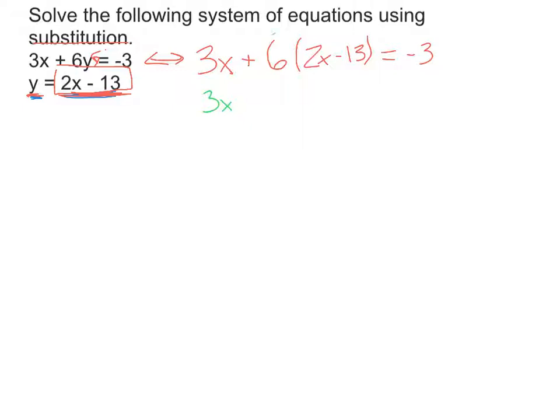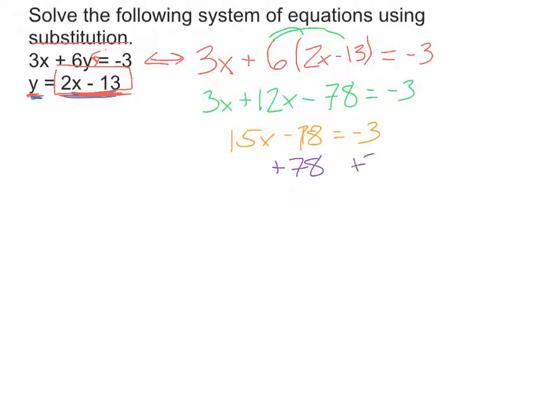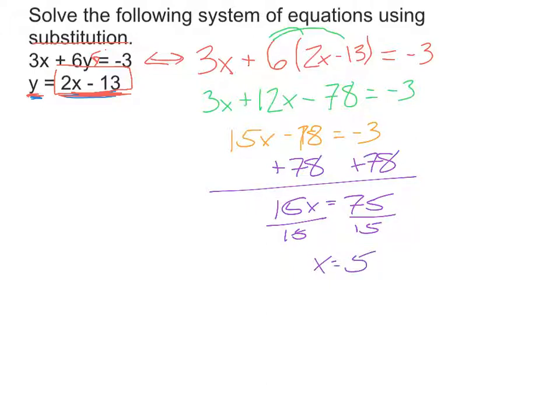So I have 3x, I have to distribute the 6 through. So 6 times 2 gives me a plus 12x. 6 times negative 13 is minus 78, equals negative 3 still. Okay, we combine like terms, so I have 15x minus 78 equals negative 3. All right, and then we go through our steps here. We're going to go ahead and add 78 on both sides. So 15x is equal to 75. Divide by 15. And x is 5.